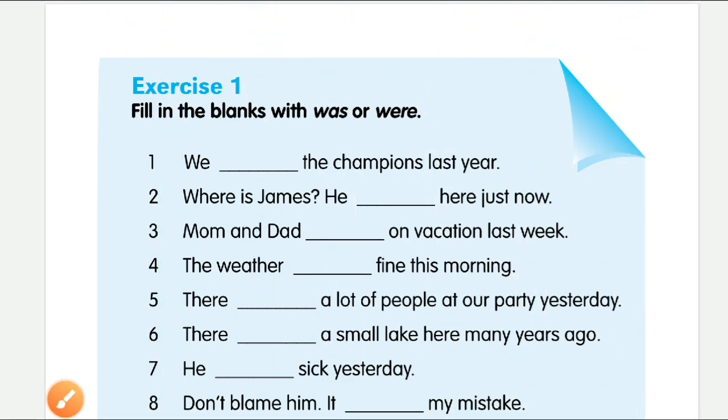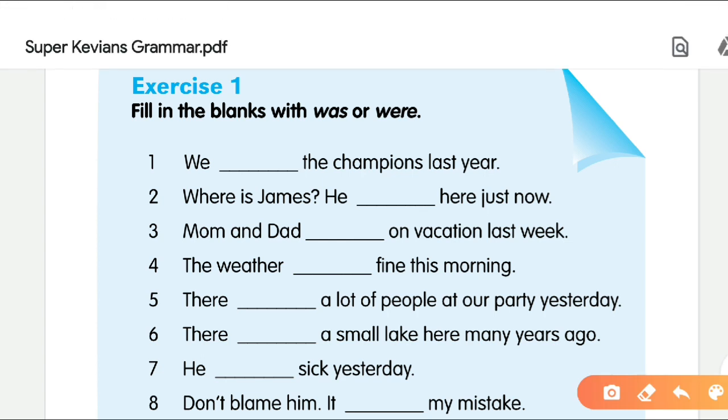But before proceeding to the next part, let's clear our concept of using was and were. Again, I'm telling you, if a single person is there, we will use was, or in case it is many, we will use were. So let's start. We dash champions last year. We means many were there. That's why we will write here we were.